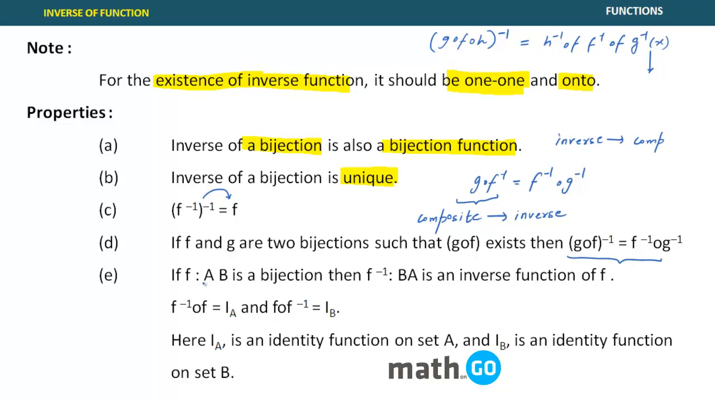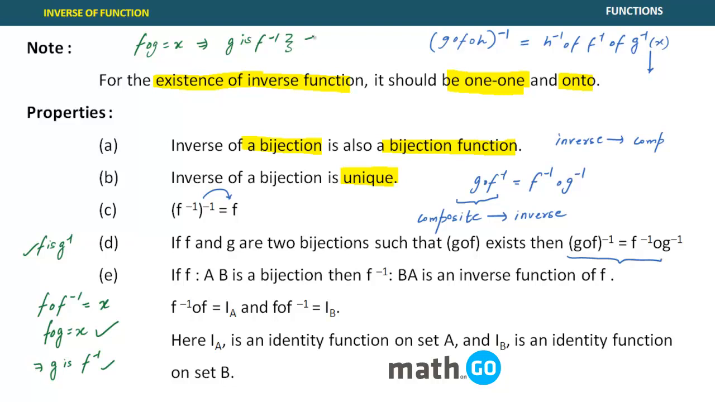Another most important thing: if f is a function from A to B and is a bijection, then f inverse goes from B to A. What this property is all about is that f of f inverse is nothing but the identity function, which is x. So if you get f of g equal to x somewhere in your answer, that implies g is nothing but the inverse of f. Or the other way around, you can say f is g inverse. Both of these are valid. I'm repeating it: if f of g is equal to x, that implies g is f inverse. Though this concept is extensively used in JEE Advanced level problems, we'll skip it for the time being for JEE Mains level.